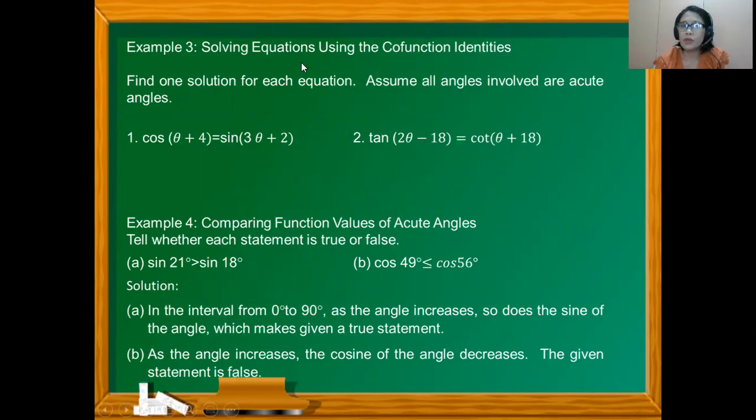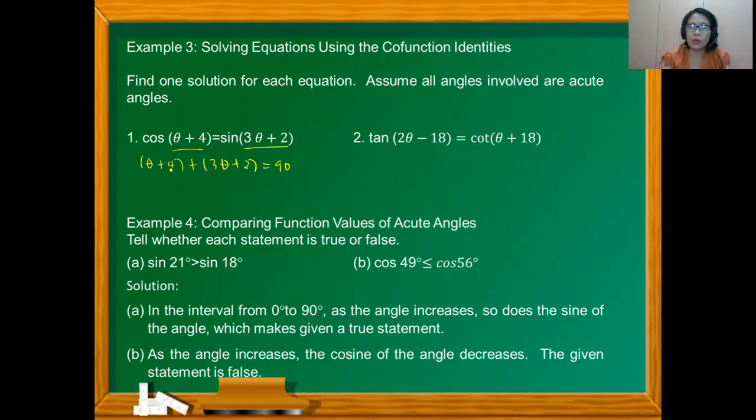Now, we're going to solve equations using the cofunction identities. For instance, we're going to find one solution for each trigonometric equation. We're going to assume all angles involved are acute angles. So, in number 1, cosine quantity theta plus 4 equals sine quantity 3 theta plus 2. Since cosine and sine are cofunctions, we can combine the two expressions and equate with 90 degrees since they are complementary functions. So we have theta plus 4 plus 3 theta plus 2 equals 90.